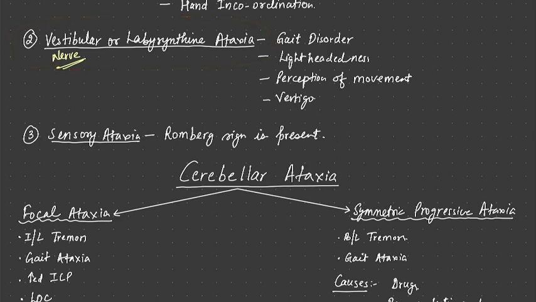The third kind of ataxia is sensory ataxia. See, there are three inputs to the cerebellum for coordination of movements. One is the sensory input from the eyes. Second is the sensory input from the vestibular nucleus and vestibular nerve. Third is the sensory input from the spinocerebellar tracts or the dorsal column. If there is involvement of the dorsal column, there will be sensory ataxia. It is conventionally called sensory ataxia. So this is something which needs to be remembered.